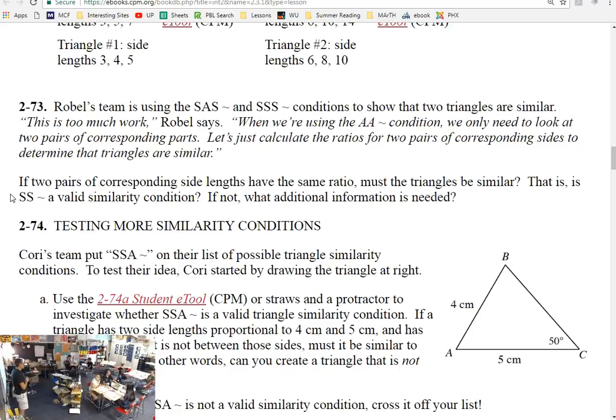Here's how we figure out our third side. That's it. Your third side must be bigger than the difference and smaller than the sum.